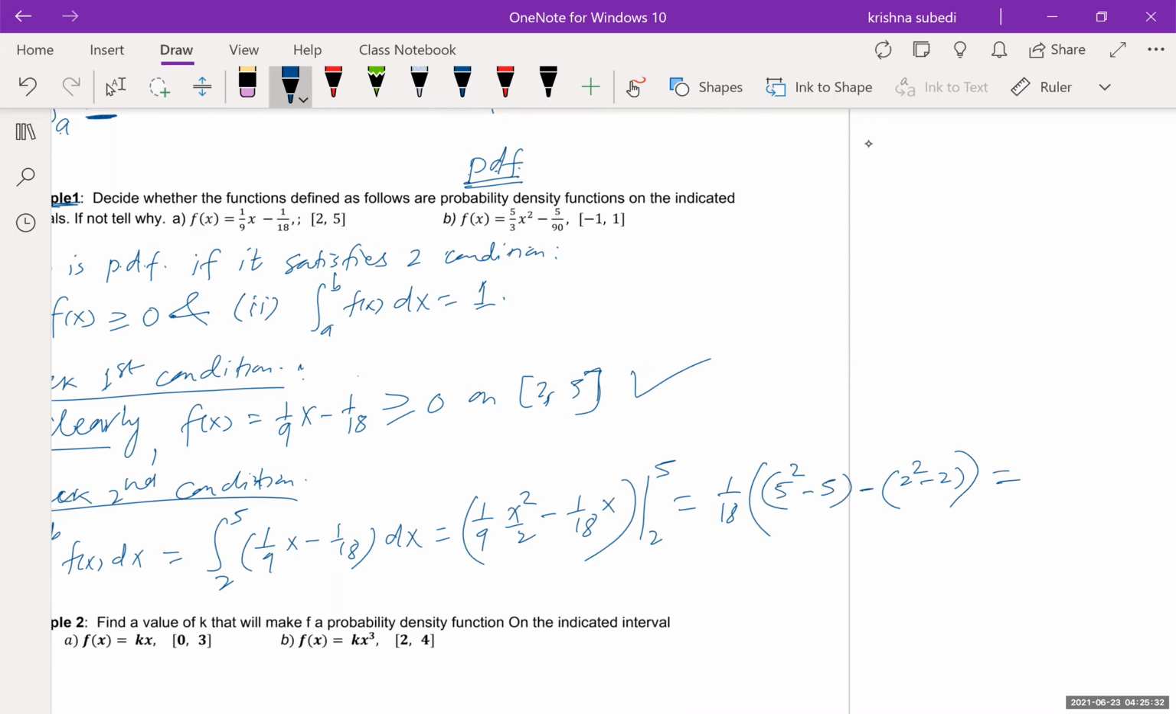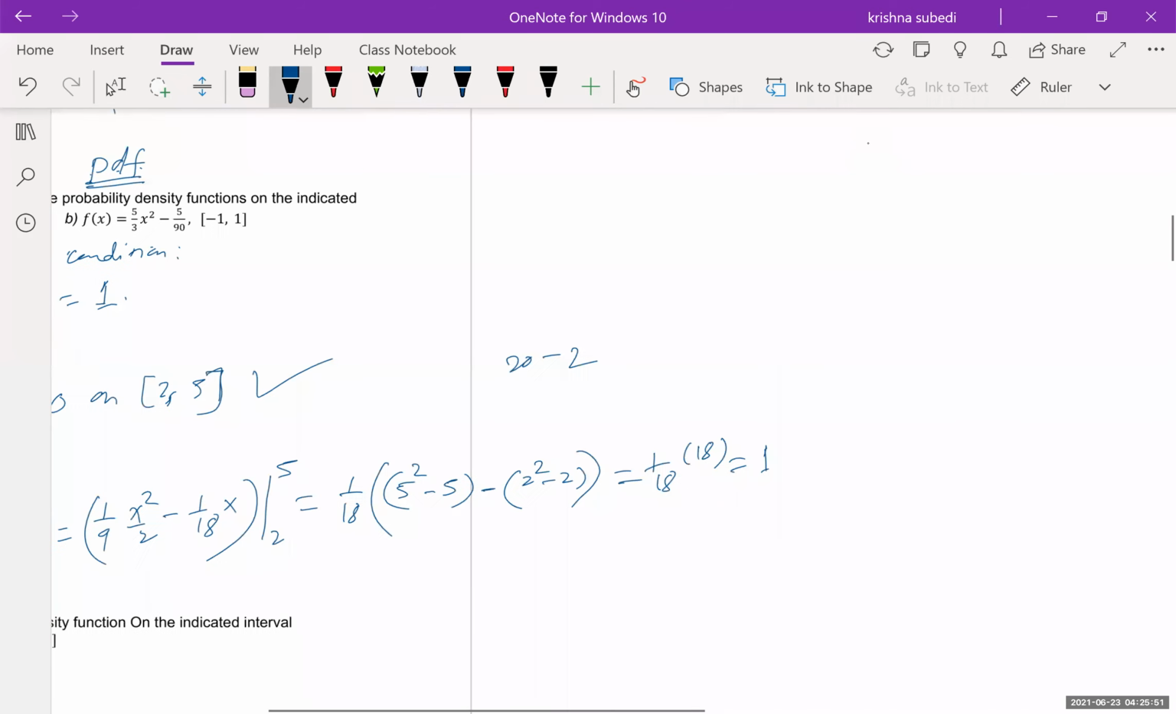And I need your help, guys. If you just work it out, what do you get? 25 minus 5 is 20. And 4 minus 2 is 2. 20 minus 2 is 18. So you're going to get 1 over 18 times 18, which is actually 1. And it checks. The second condition also checks.